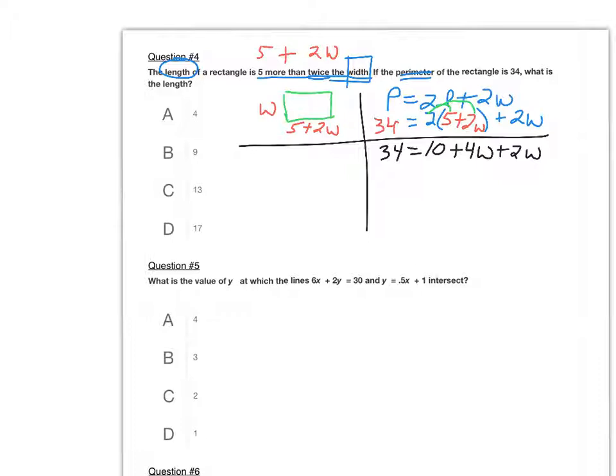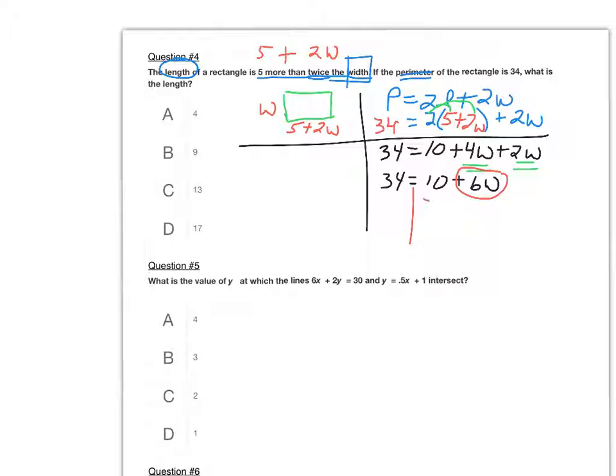Then I want to collect like terms, and there's my W terms. Same side, we're just going to collect, so we're just going to add and figure out what they are. So 34 equals 10. 4W plus 2W is 6W. So now I have all of my variable terms on one side, but they are not by themselves. So I want to get this by itself, so it stays.